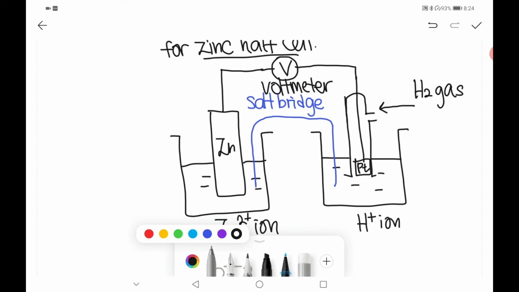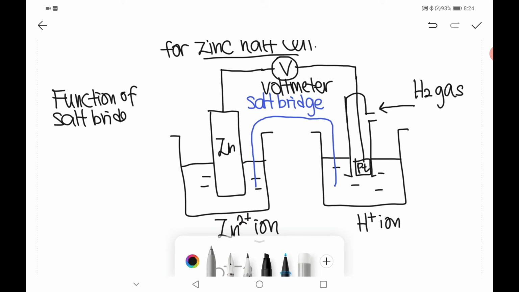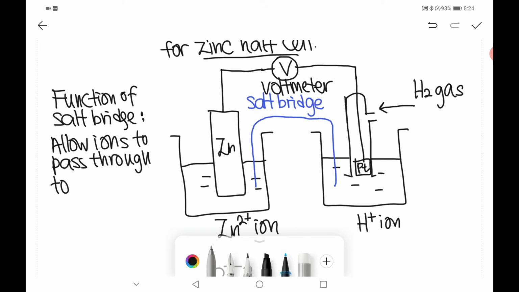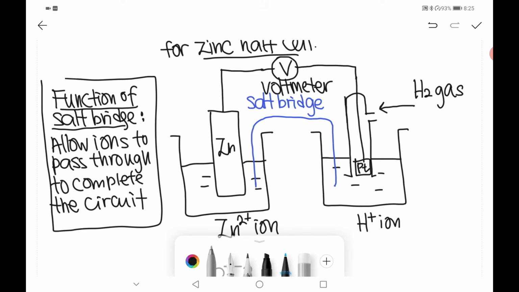If they ask you the question, what is the function of the salt bridge? We learned about it back then. It will allow the ions to pass through the bridge. Why do you want to let the ions pass through the bridge? In order to complete the electric circuit. Completing the electric circuit means conducting electricity. This is the function of the salt bridge that you need to know.